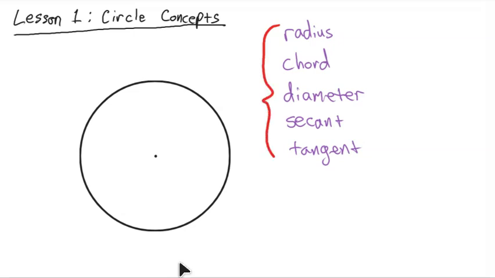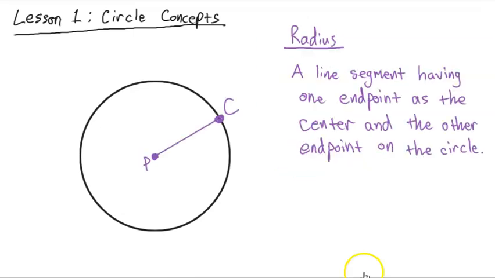Now these are the five lines that are associated with a circle that we're going to define. We're going to define a radius, a chord, a diameter, a secant, and a tangent. You probably already know what a radius and a diameter are. You may or may not know what a chord is. Maybe you've never heard of a secant or a tangent, but we're going to define all of these right now. All right, so we're going to define a radius first.